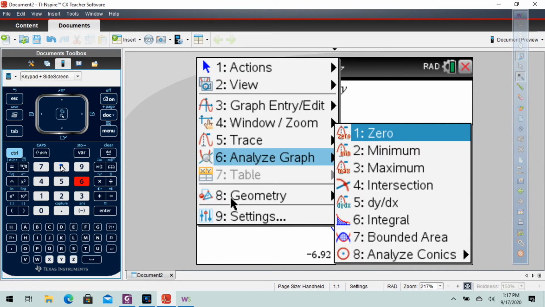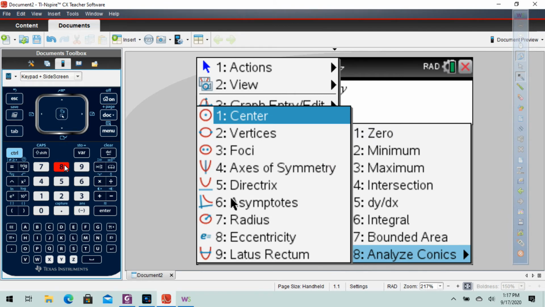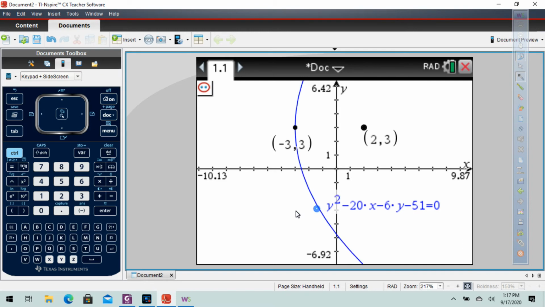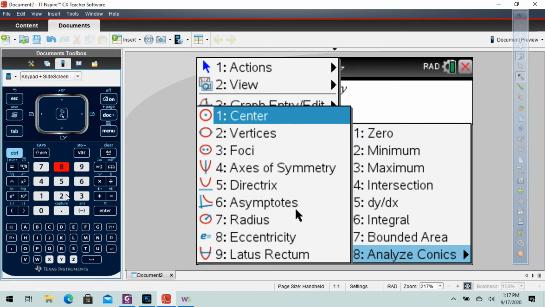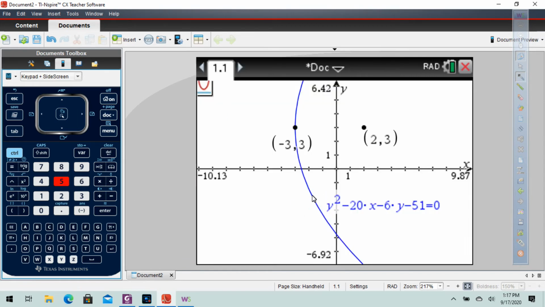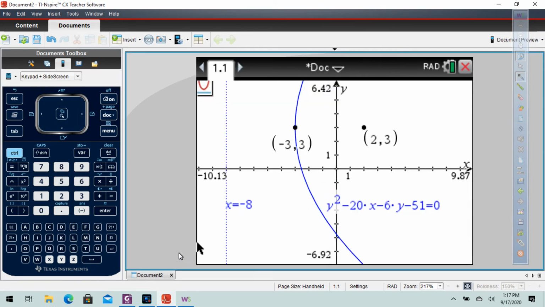Menu, 6, 8. Our focus is 3. Let's click on it. There it is. Let's find our directrix. Menu, 6, 8, 5. And click on it, and there it is. Okay, there's our equation.